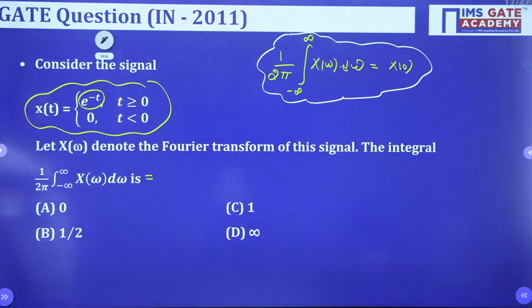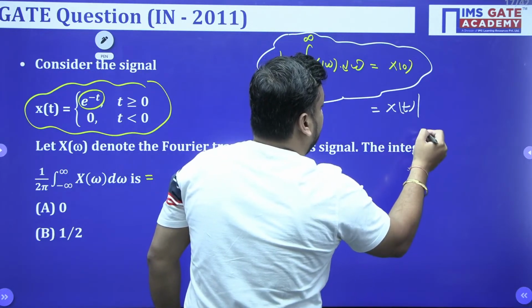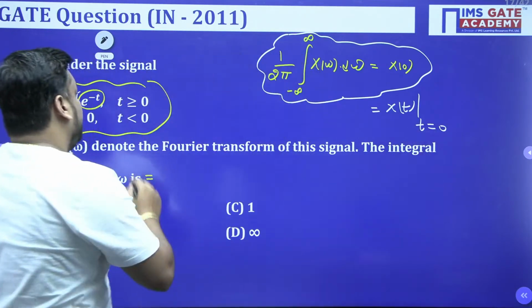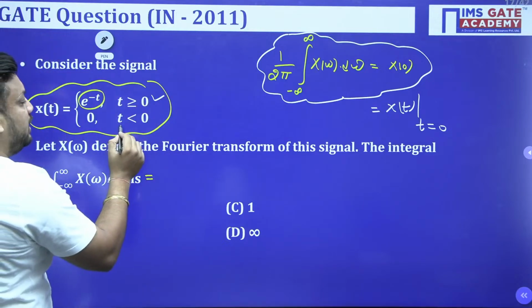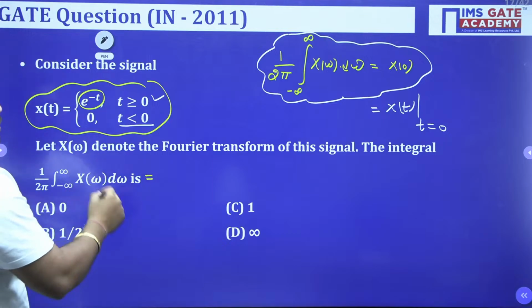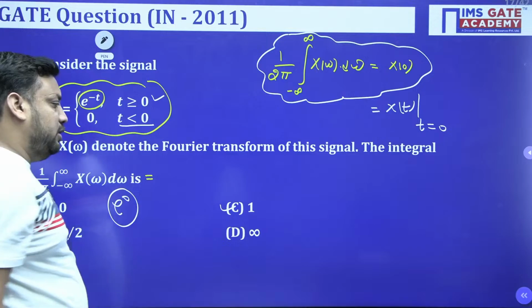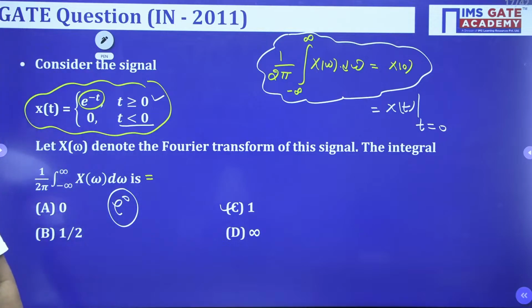x(0) means x(t) at t equal to 0. It means here you need to put t equal to 0 in x(t). Now you will say that t equal to 0 comes in this part, since t less than 0 is 0. At t equal to 0, e to the power minus t becomes e to the power 0, so you will get 1 only. So the answer is option number C, for Chennai only. Yes or no, beta? Vedayi and Suraj, just do reply.